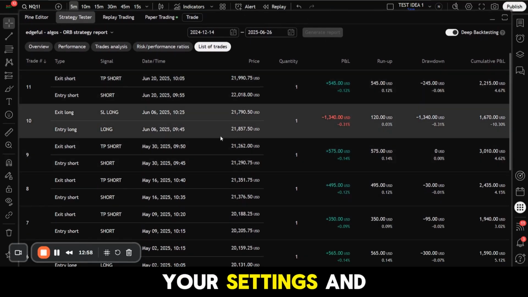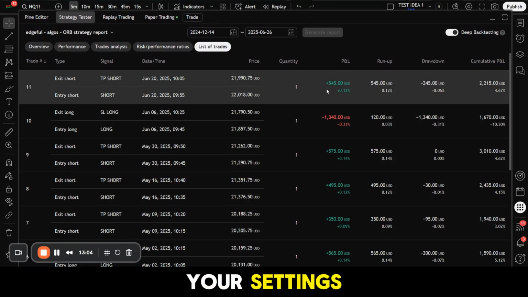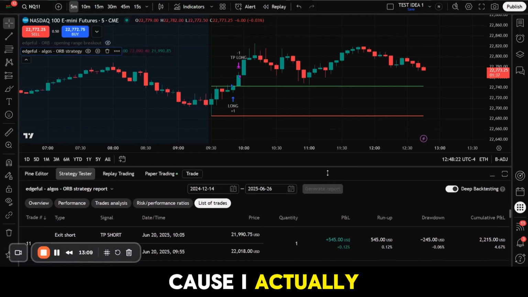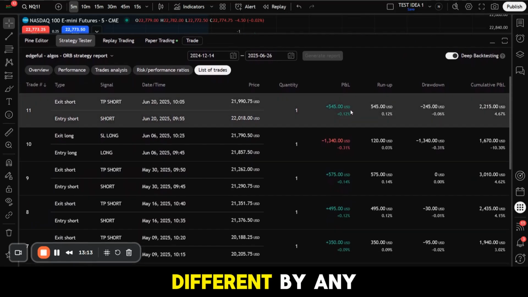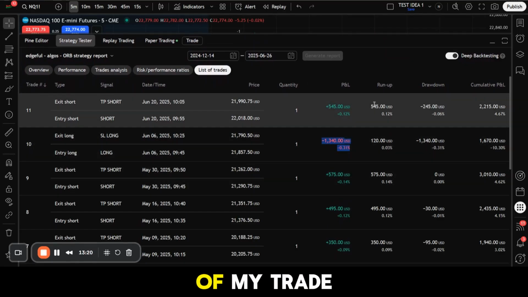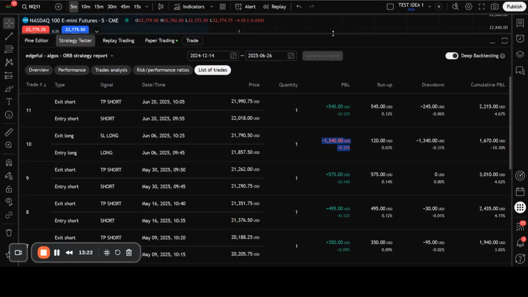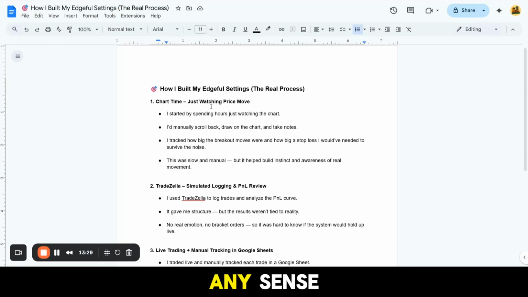Once you have your settings, and again, I don't work there. This just has allowed me to be more confident in my trading. Once you get your settings, I'm really looking to make sure the P&L matches, because I actually have a high win rate and low negative RR. So if the win rate is different by any percent, it can have a huge impact. So as long as the winning days and the losing days all match each of my trade days moving forward, then life is good. That's all I'm looking to do. So I hope this video makes any sense.